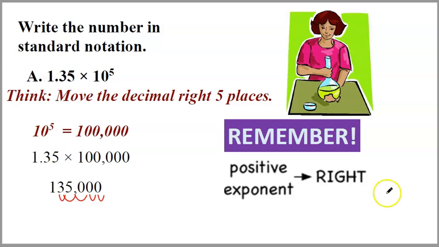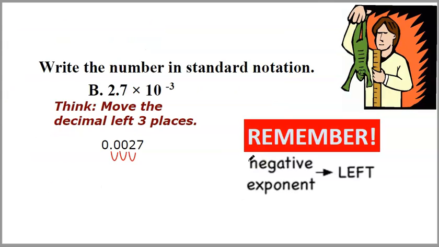So if we're writing it in standard notation, this one, I'm going to look here, I'm going to move to the right. So 1, 2, 3, 4, 5, there. So if you see a positive exponent, you're going to move to the right. If you see a negative exponent, you're going to move it to the left. So drop down and then move 1, 2, 3 places. And then fill in your zeros. Negative exponents move to the left.